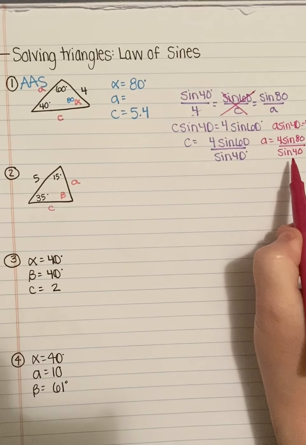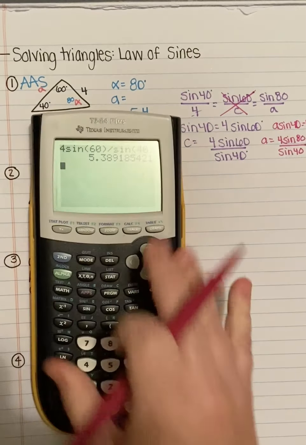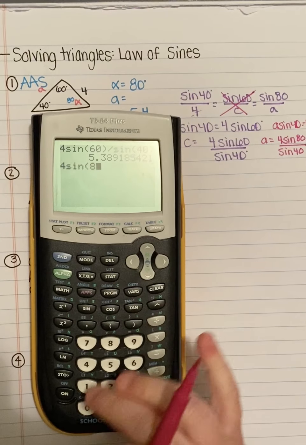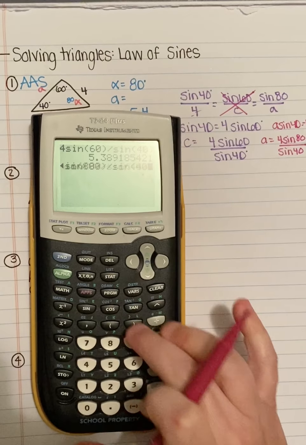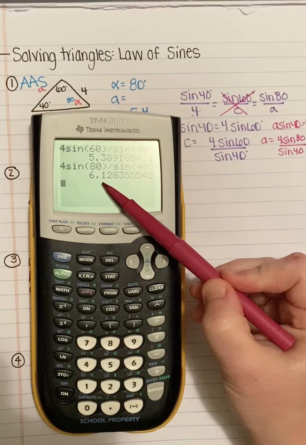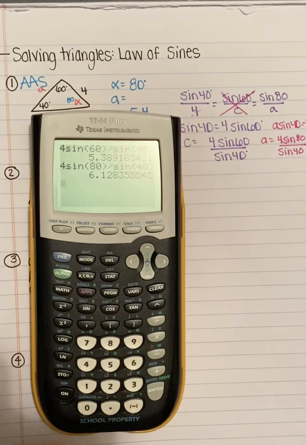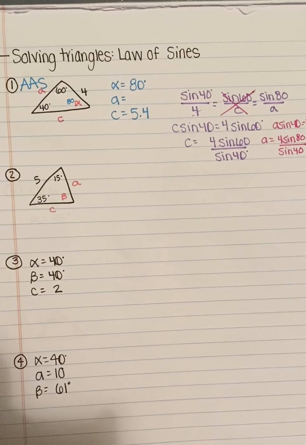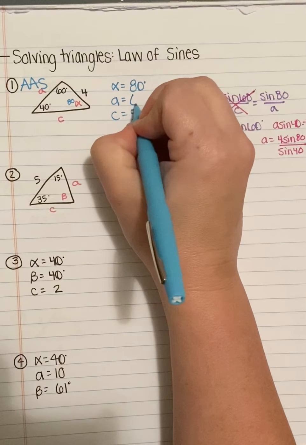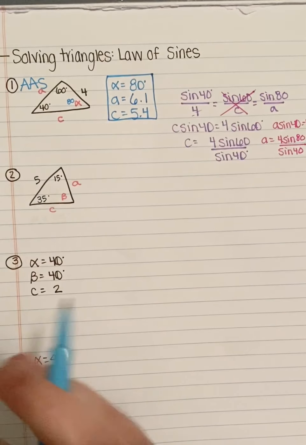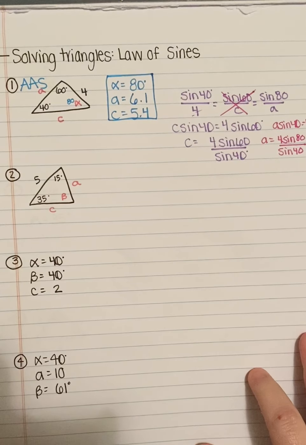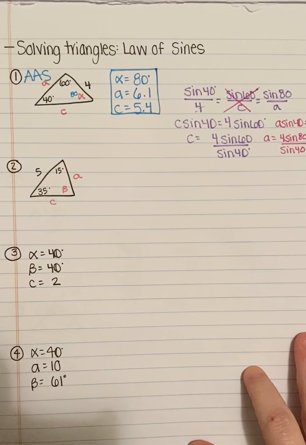And this right here is going to type into my calculator as well. So here we go. 4 sine 80, close up parentheses there, divided by the sine of 40, close up parentheses there. And this right here, rounded to the nearest tenth, gives me 6.1. So A in this problem equals 6.1. And I've solved for this entire triangle using the law of sines. So there's number 1. All right, let's look at number 2.